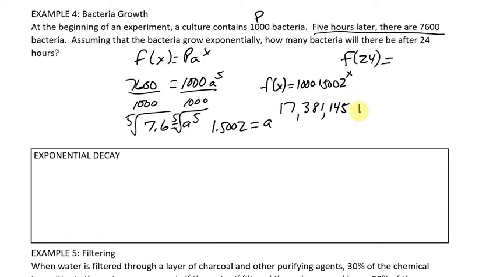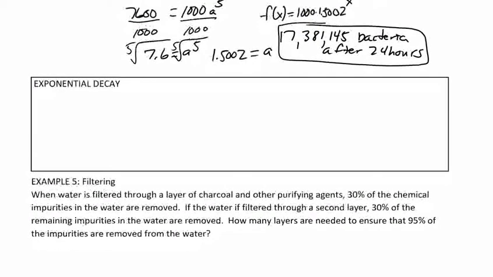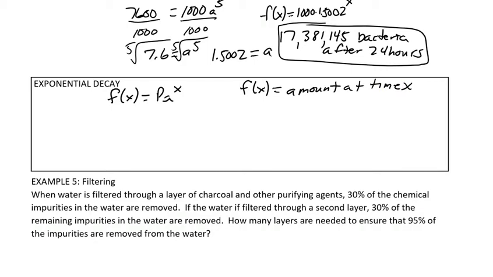Now let's look at an example of exponential decay, which is very similar. It's still the same formula, P A to the x. Okay. f of x is the amount at time x, just like with exponential growth. P is the initial amount, again just like exponential growth, and A is the factor, just like exponential growth. This time A is 1 minus the rate. We never use the rate itself. Whether we're doing growth or decay, we don't use the rate itself.